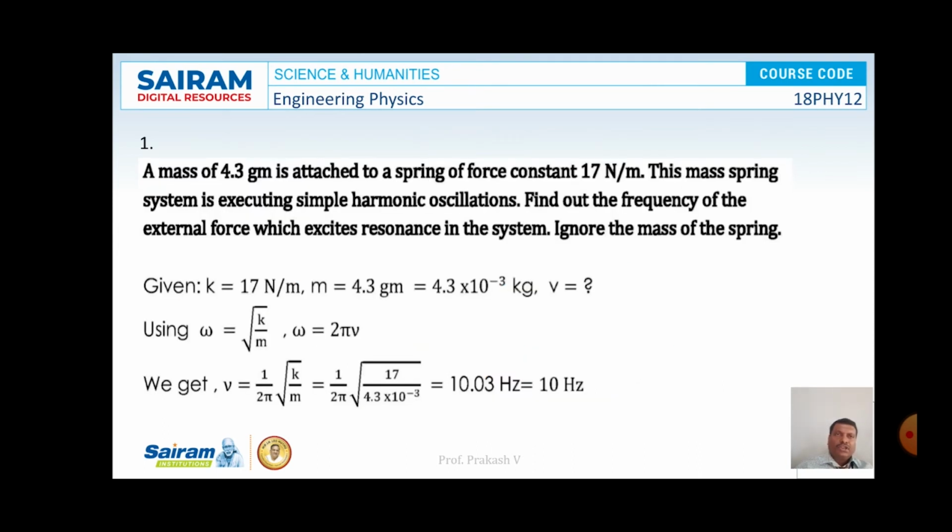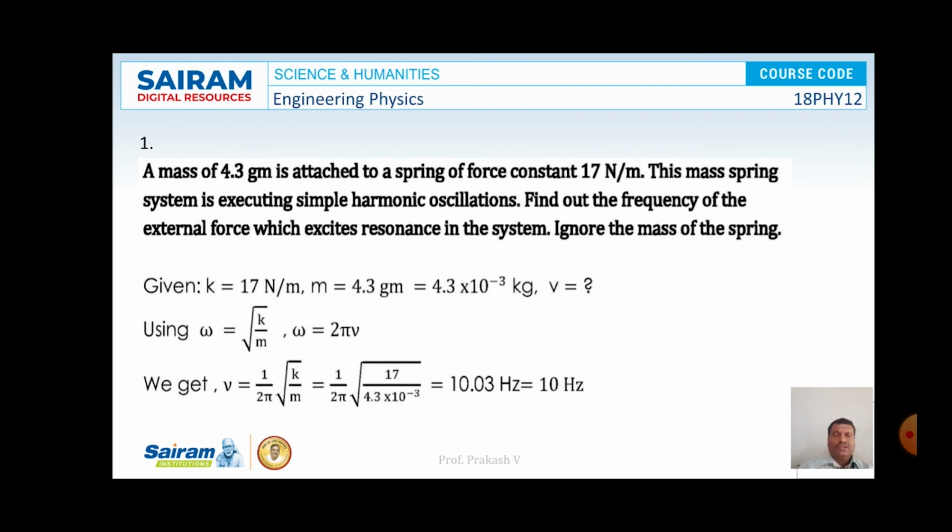Now let us look at a problem. A mass of 4.3 gram is attached to a spring of force constant 17 Newton per meter. This mass spring system is executing simple harmonic oscillations. Find out the frequency of the external force which excites resonance in the system. Ignore the mass of the spring.